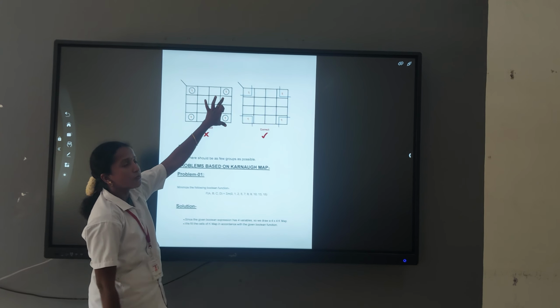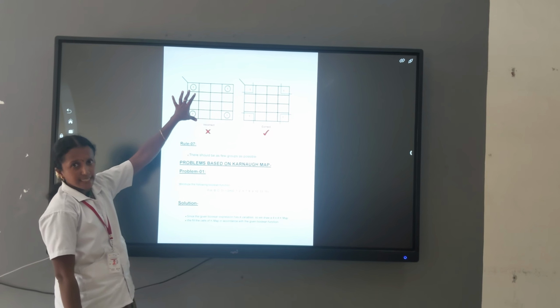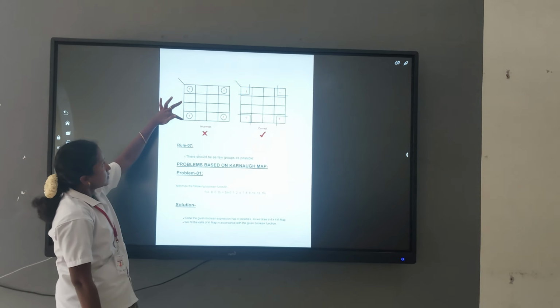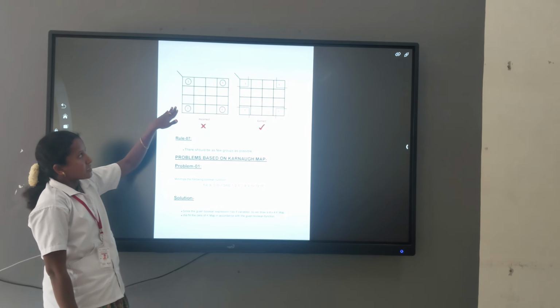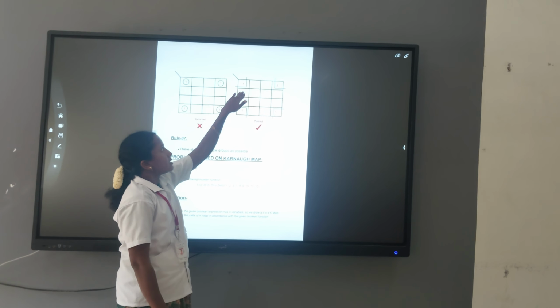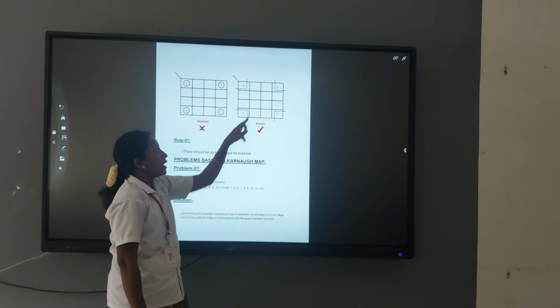This is the 4 variable table. It contains 16 cells. Okay, so this corner and this corner, means no need to group it like this manner. Okay, so we want to do like this only. This is the corner grouping.